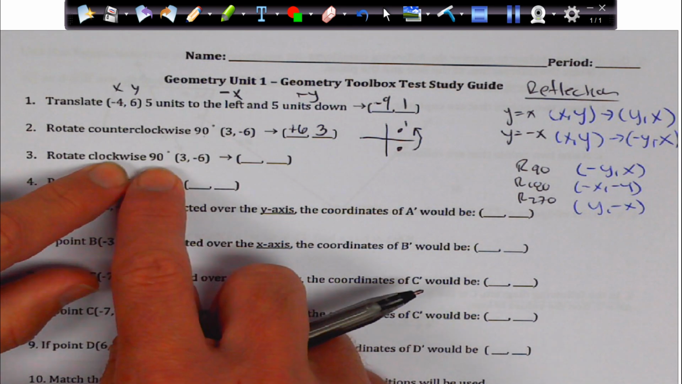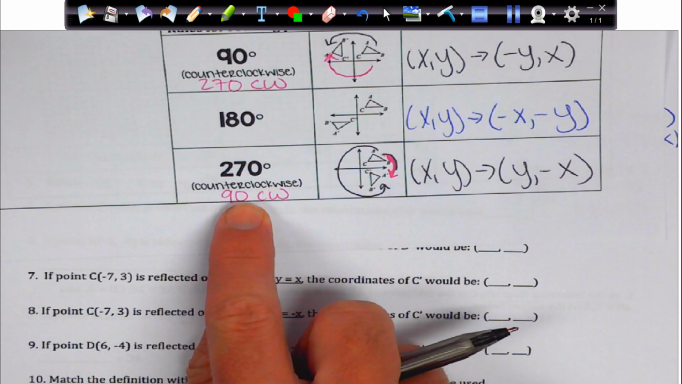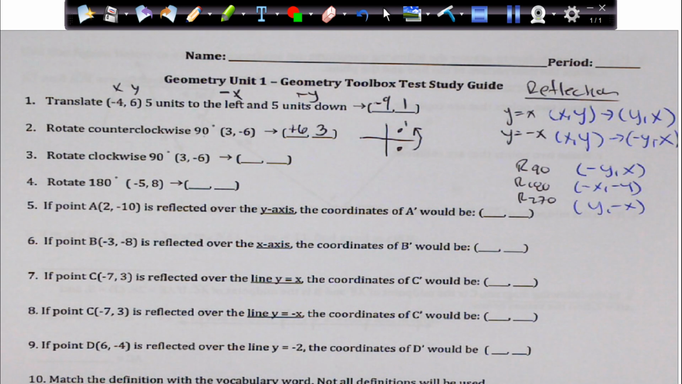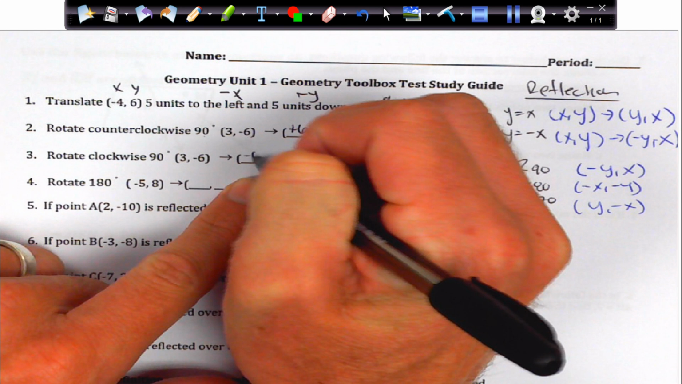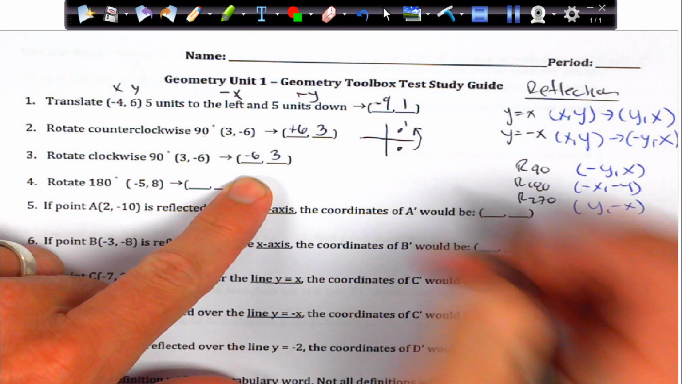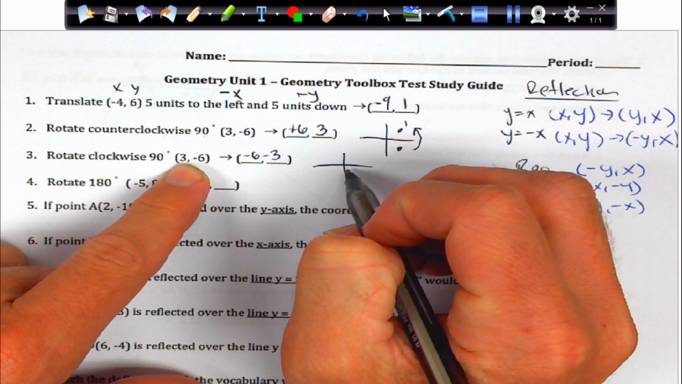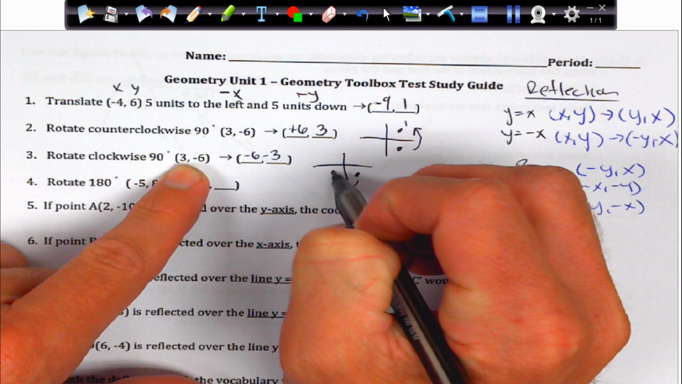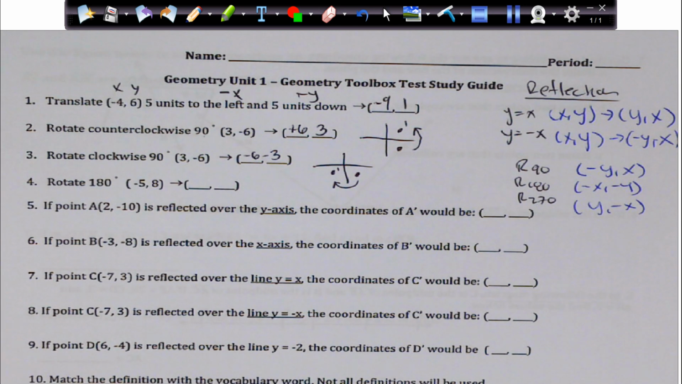So this is 90 degrees clockwise. If you guys recall from our notes, 90 degrees clockwise is the same as 270 counterclockwise. So I'm going to use this rule right here, which is basically, again, flip them, but then change the sign of the back one, negative 6, negative 3. Again, I'm going to real quick graph that. That's in this quadrant. 90 degree clockwise should take me to this quadrant, which is right, because that is the only negative, which is quadrant 3.